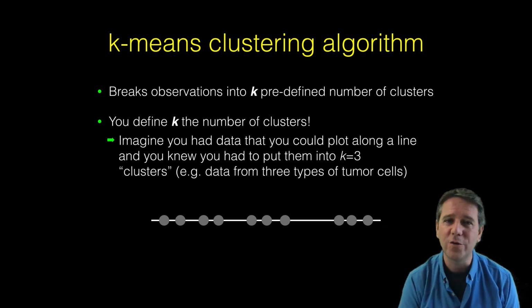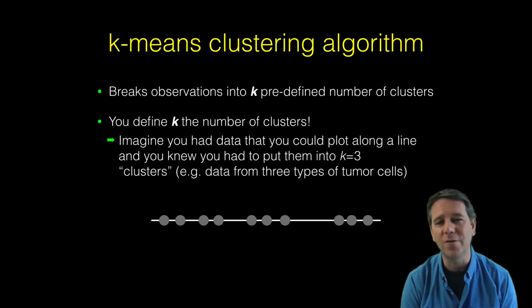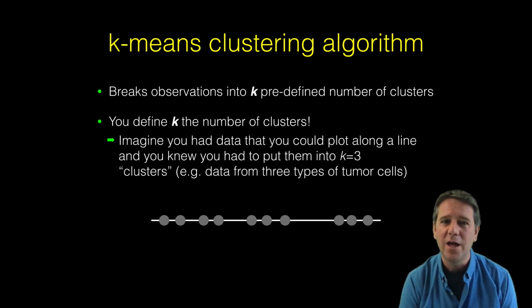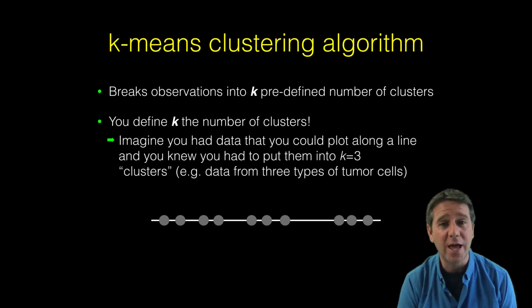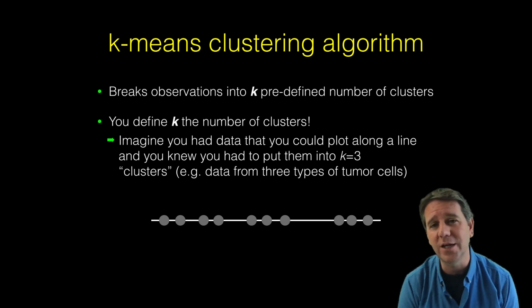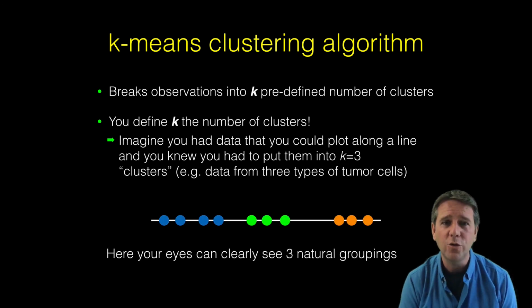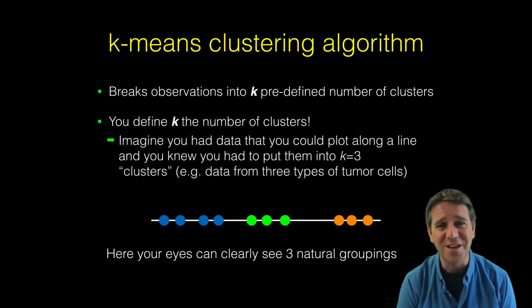So imagine for a moment that you had some data that we could plot very simply along a line, right? A single number line, a single dimension of data here. And you knew you had to put them into k equals 3 clusters. For example, your data came from 3 types of tumor cells, let's imagine. So your eyes could probably clearly see that there might be 3 natural groupings in the data that I've drawn here. And I'm showing these with the color here on our data points.